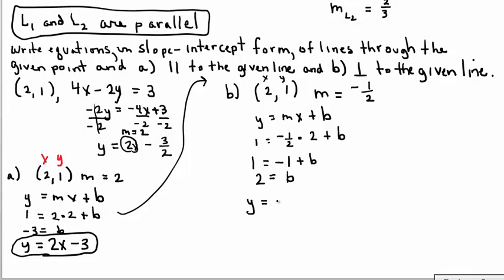So now I have everything I need to write the equation of the line in slope-intercept form. So y equals mx plus b. Well, m is -1/2. Keep the x, and the b value that we did all this work for is 2. So this is the equation of a line that would be perpendicular to this given line right here, but it also passes through the point (2, 1).